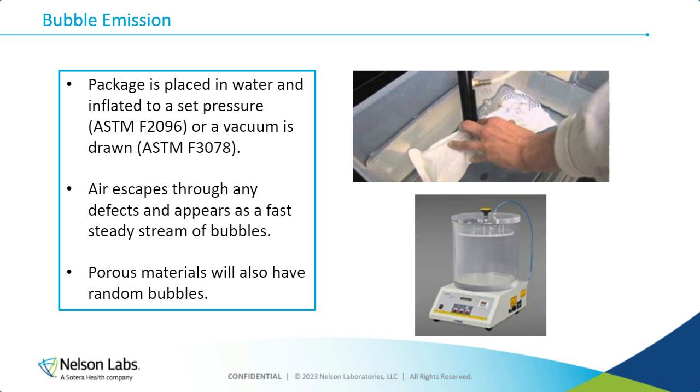But when we're doing a bubble test, we're going to put it underwater. In the top one, I'm inserting a probe and I'm adding air to the inside of the package. But in the bottom one, I'm drawing a vacuum in that chamber, and that's creating the pressure differential from the outside in. And then I'm just looking for bubbles. That's an indication of air escaping from the package.